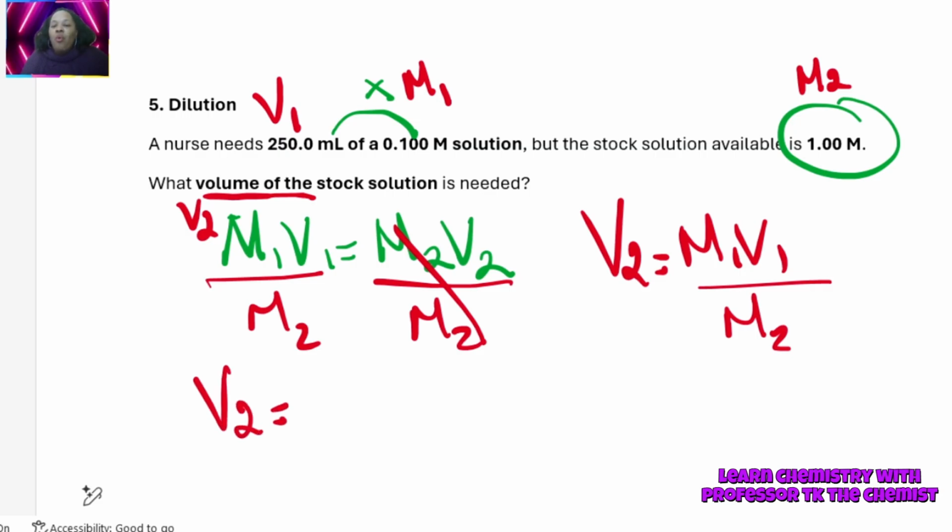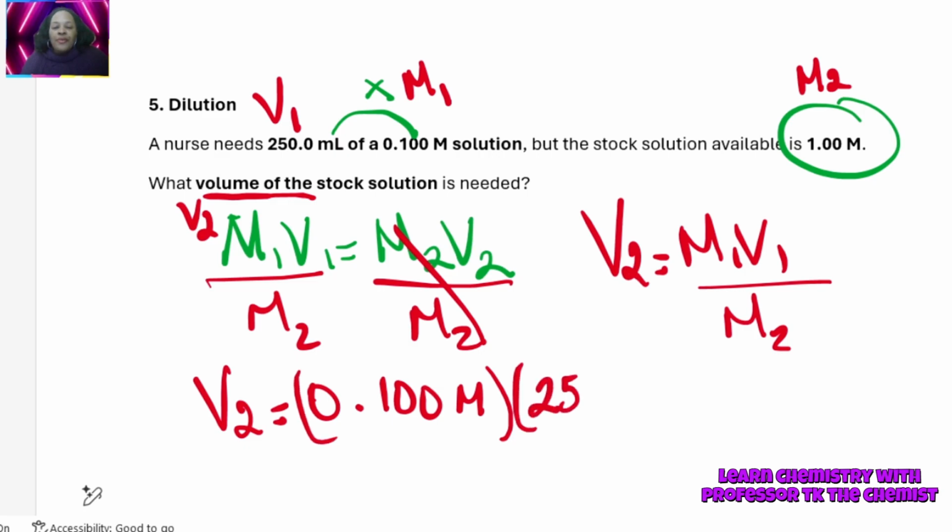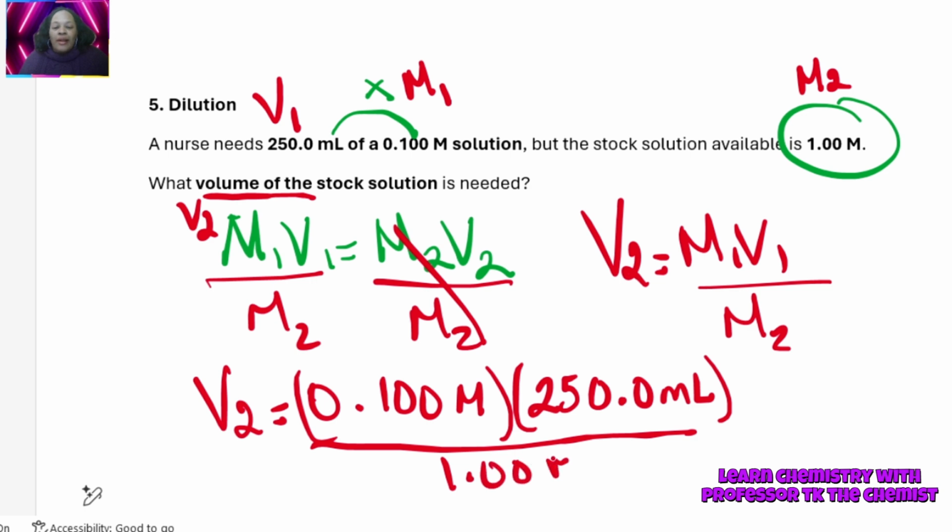So my M1, molarity 1, is 0.100 molarity times 250.0 milliliters. And then you're going to divide that by 1.00 molarity.